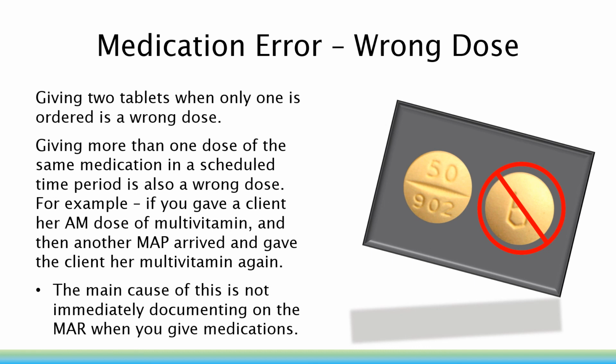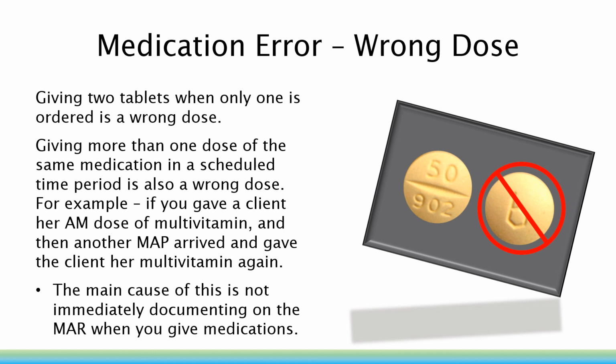Medication error, wrong dose. Giving 2 tablets when only one is ordered is a wrong dose. Giving more than one dose of the same medication in a scheduled time period is also the wrong dose. For example, if you give a client her AM dose of a multivitamin and then another MAP arrived and gave the client her medication again, this is a medication error. The main cause of this is not immediately documenting on the MAR when you give medications.